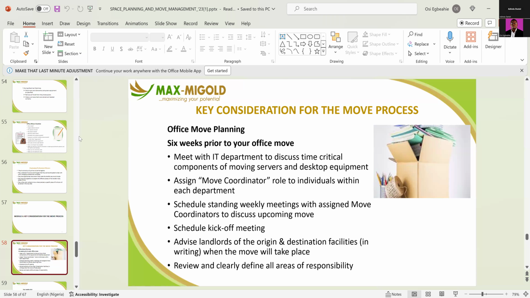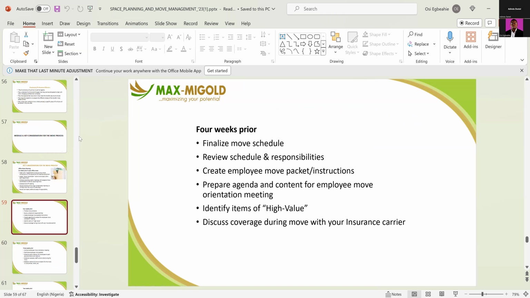Schedule kickoff meetings where everybody will be discussing, and then advise the landlord of the origin, the place you are leaving, and the new destination facilities, so that everybody knows when the move is happening. Review and clearly define all responsibilities to the persons they have been allocated to.